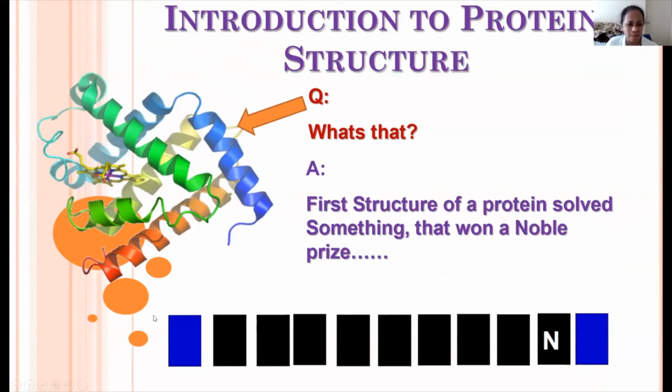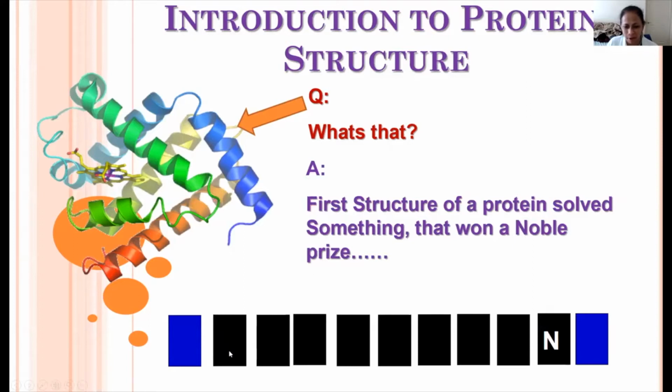So what is this? This is the first structure of a protein that was solved. And that's something that won a Nobel Prize as well. Any guesses of what this structure is? Just fill in the blanks. Anything? Yes, you're right, it's alpha helices. Is that what you mean? Or just the blue? Yes, but what is the name of this protein?